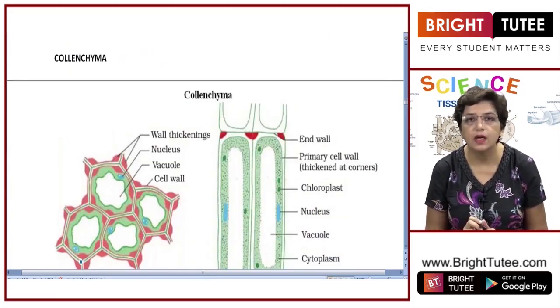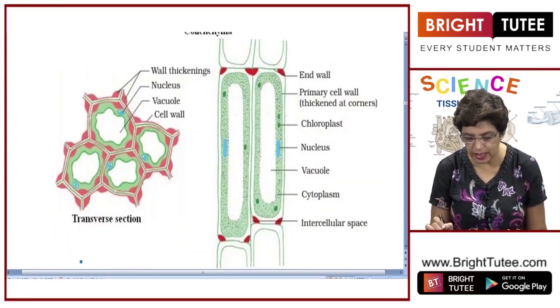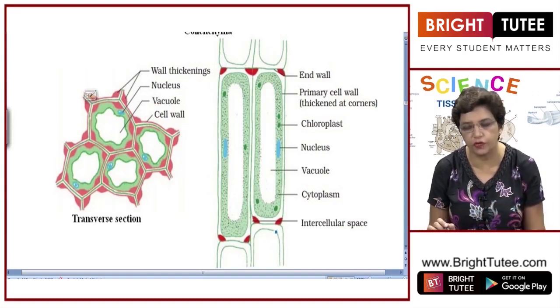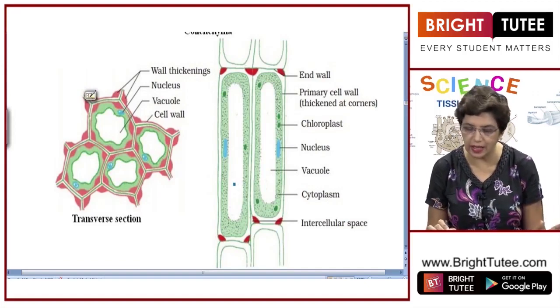The next type of simple permanent tissue is collenchyma. Look at this diagram, and you will understand collenchyma: the cell wall is irregularly thickened. At some portions it is thickened at the corners, because of deposition of cellulose. Otherwise, they have a nucleus, they are living and they have a large central vacuole.